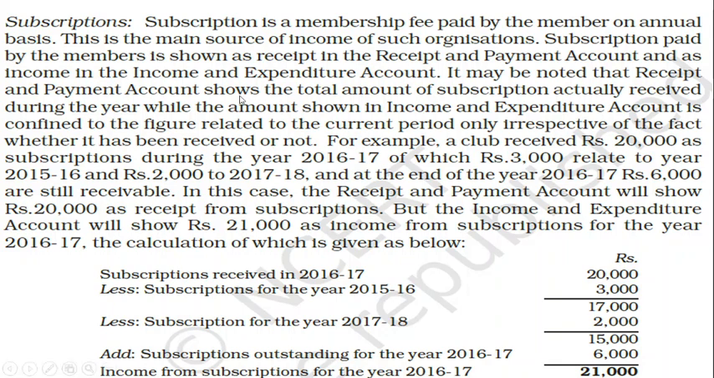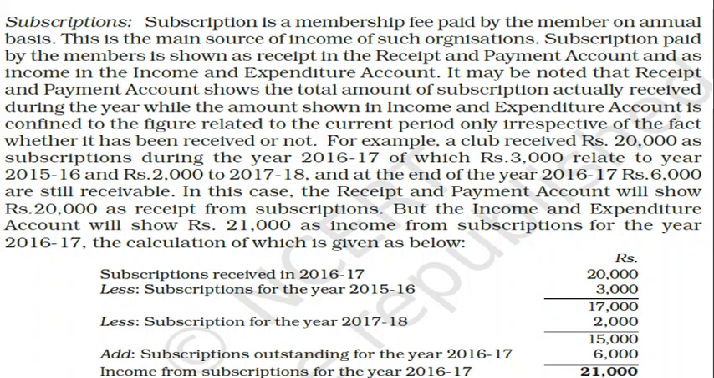The receipt and payment account shows the total amount of subscription which is actually received during the year. On the other hand, the amount shown in the income and expenditure account is related to the current period only, irrespective of whether it has been received or not. So the income and expenditure account actually records only the current period amount.